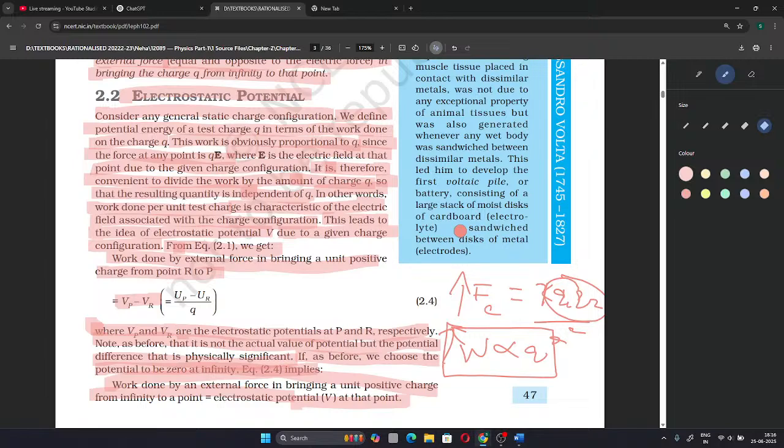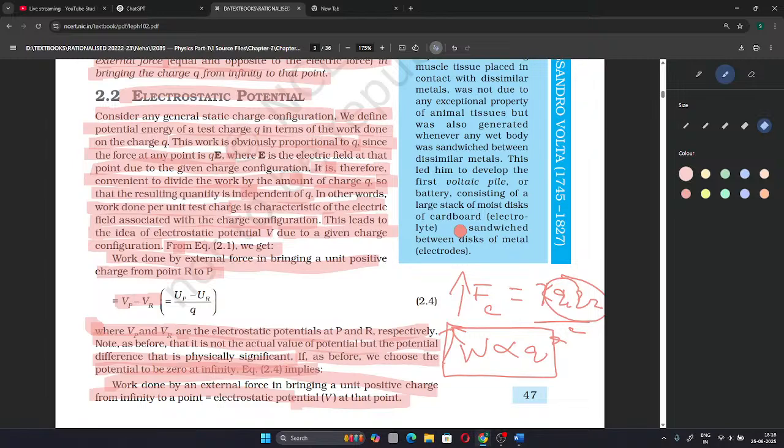We define potential energy of a test charge Q in terms of work done on charge Q. As the work done increases, the potential energy increases. The work done is converted into or stored as potential energy. Because of that, the change in potential energy we define as the work done on the charge Q due to the movement or displacement of the charge Q. This work is obviously proportional to Q. As the Q is higher, the repulsive force is higher, the work done is higher, and work done is directly proportional to charge.